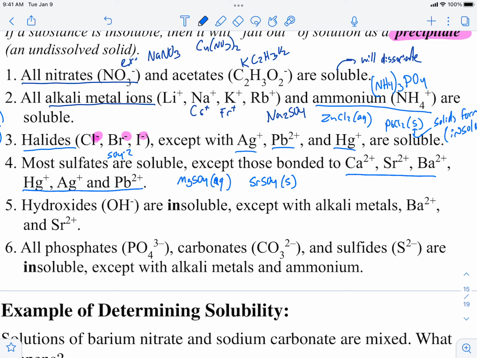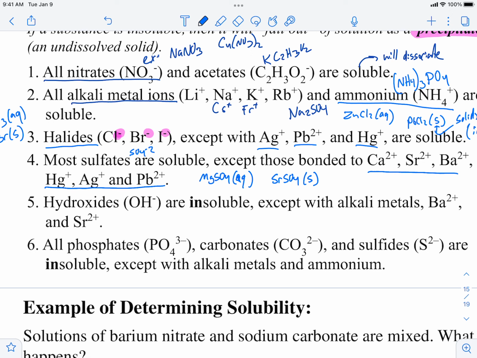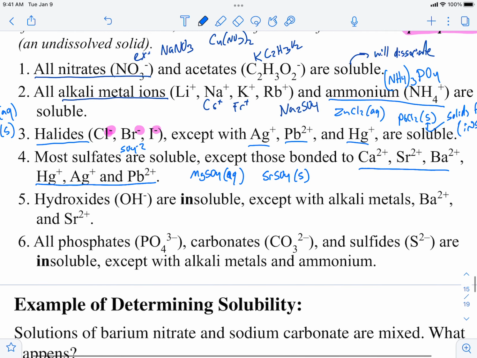Okay, so rule 5. Hydroxides. The polyatomic ion hydroxide is OH minus. Now here is where we flip the rules. Notice up until now, rules 1, 2, 3, 4, we were assuming that most things were soluble. Now we're going to flip it, and it's just easier to say that all hydroxides are insoluble, except for, and now the exceptions you list are the ones that are soluble. So hydroxides are insoluble, except if they are with alkaline metals, barium, or strontium.